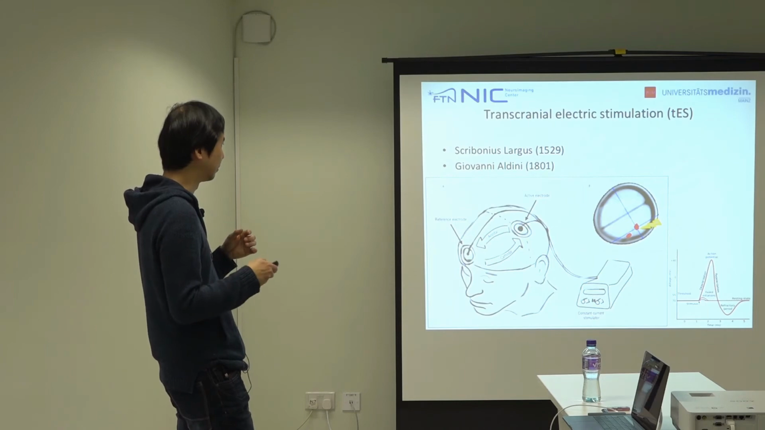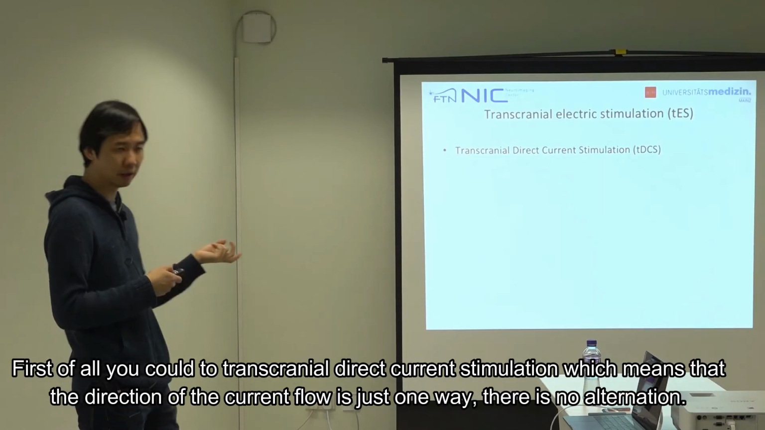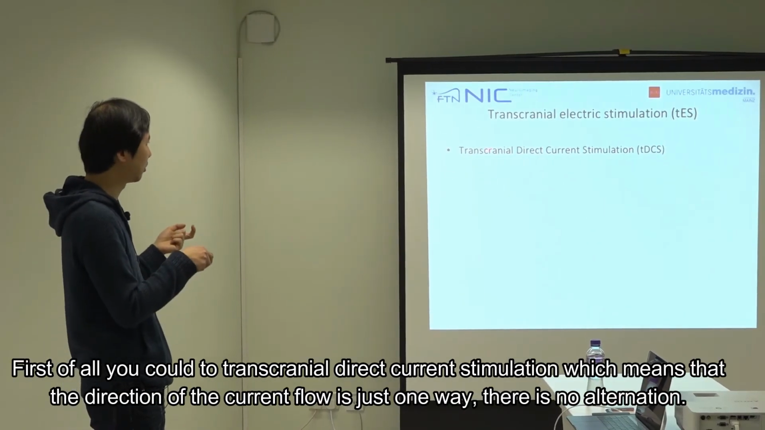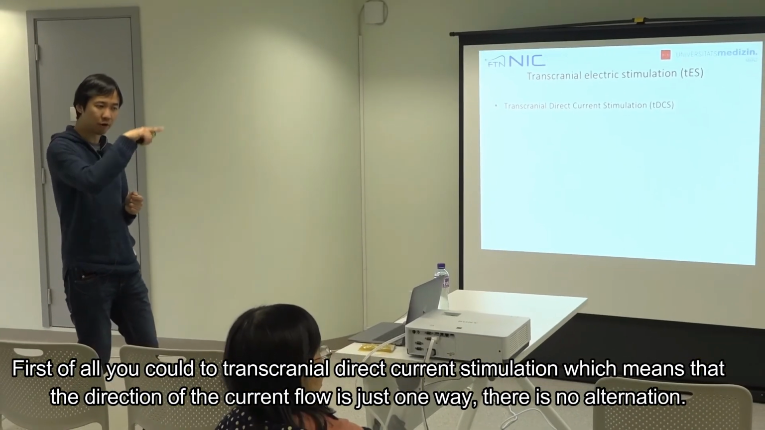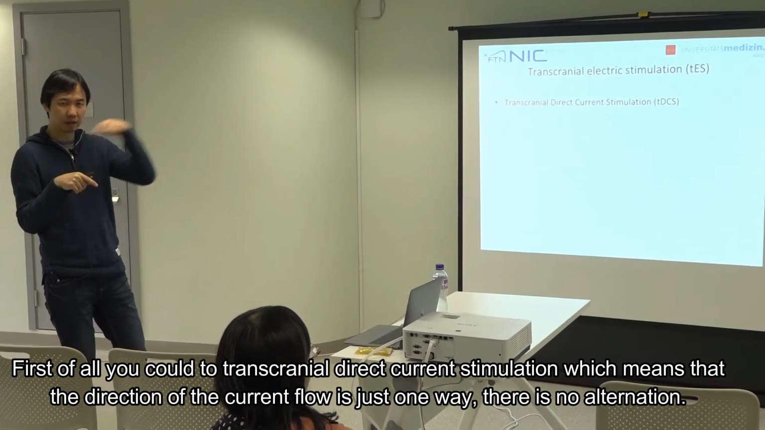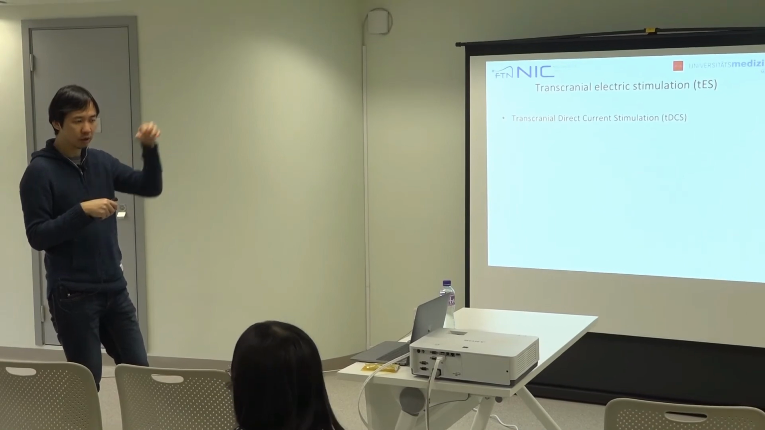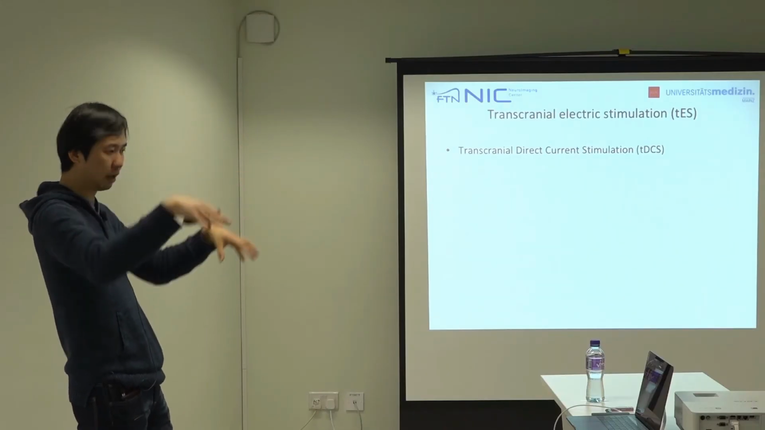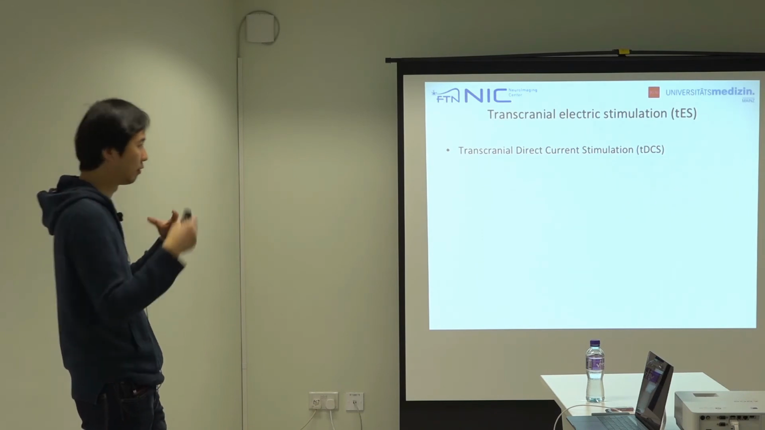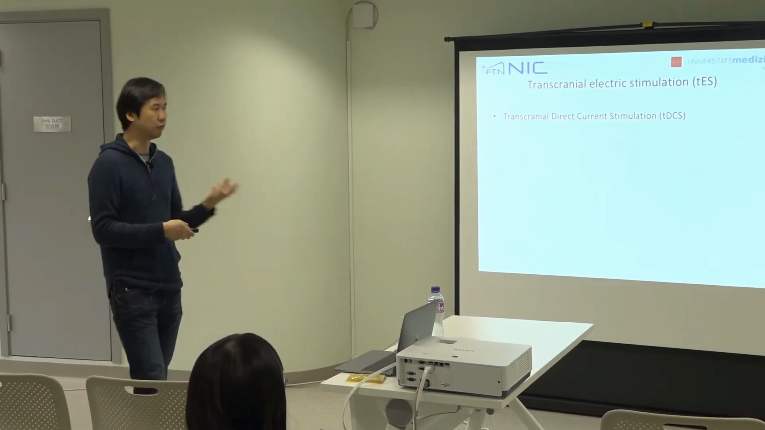All right. There are also 3 different subtypes of transcranial electric stimulation. First of all, you could do transcranial direct current stimulation, which means that the direction of current flow is just one way. There is no alternation. You are constantly supplying positive charge to the anode and negative charge to the cathode, so that the respective brain site will be influenced.